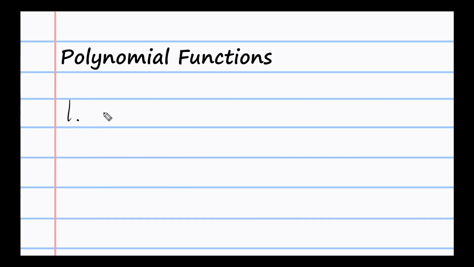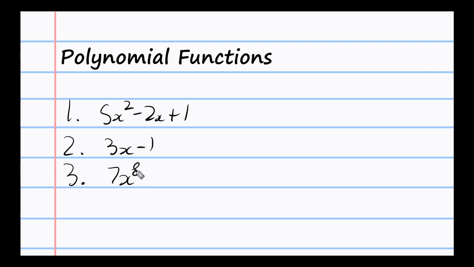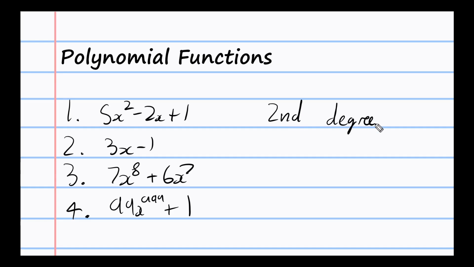Alright? So, question 1. 5x squared minus 2x plus 1. 2. 3x minus 1. Question 3. 7x to the 8th power plus 6x to the 7th power. And 4. 99x to the 999 plus 1. Alright? So, let's look at question 1. Question 1 is a second degree polynomial.